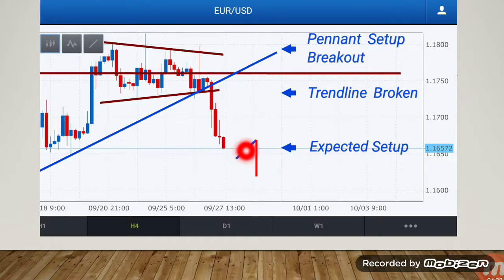So what I think could take place is that the market is going to pull back a little bit and then U-turn and provide us with a strong bearish signal to provide us with an entry setup to take advantage of the expected bearish movement.